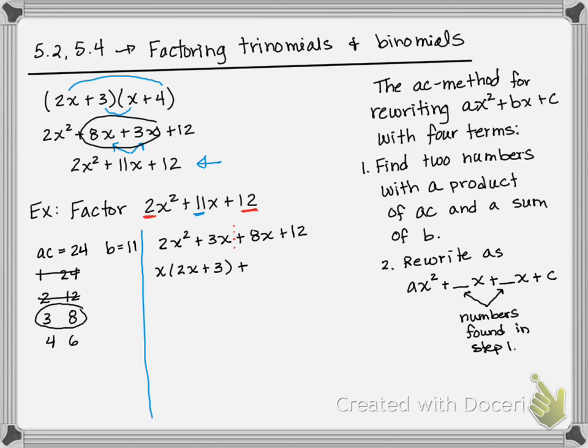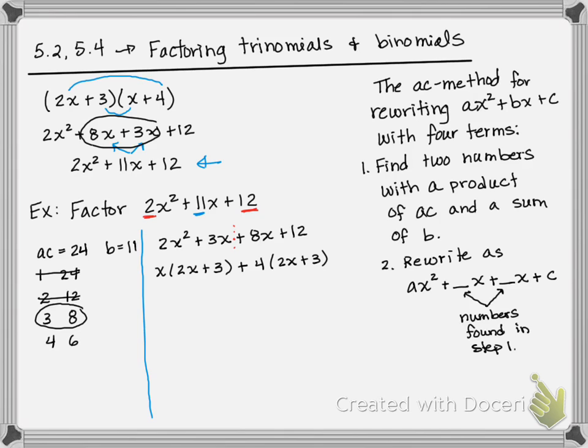Addition between my two groups, and then I can factor a 4 out. In this step, if you don't get that common binomial factor, so notice now we have a common factor of 2x plus 3. If you don't get that in this step, then you made a mistake choosing your numbers. This always works if you choose the numbers correctly. So if you find two numbers that truly satisfy those two requirements, this will always factor.